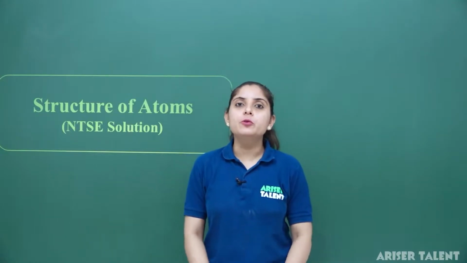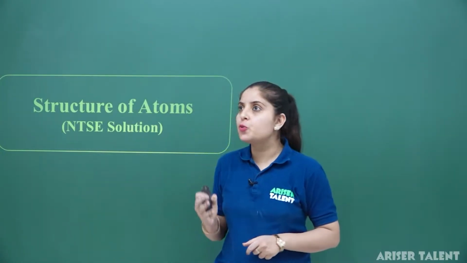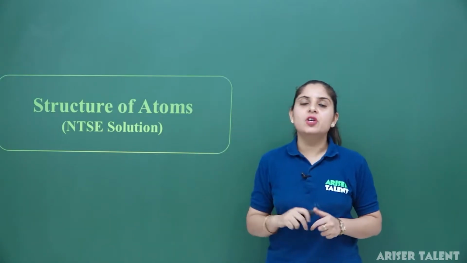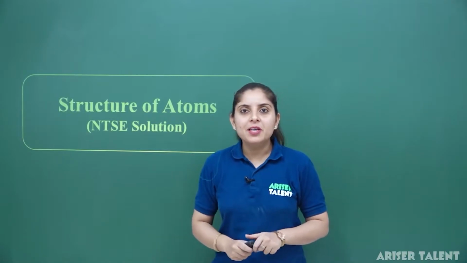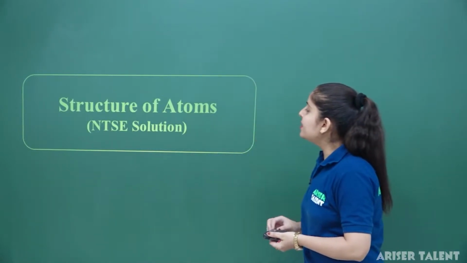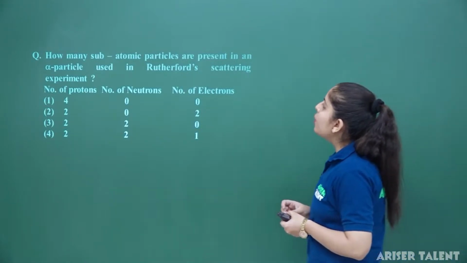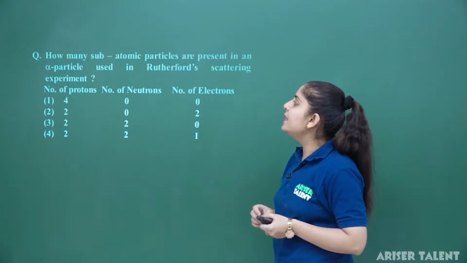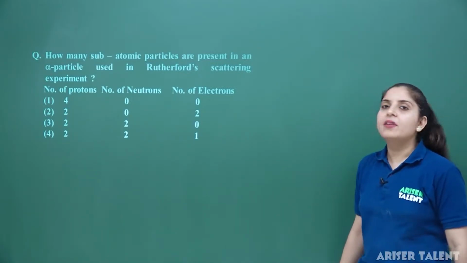So today we are going to discuss some of the NTSE level questions from your stage 2, from our chapter, that is structure of atom, and this is our 9th class chapter. So let's start with the questions here. First question in this series we have: how many subatomic particles are present in an alpha particle used in Rutherford's scattering experiment?